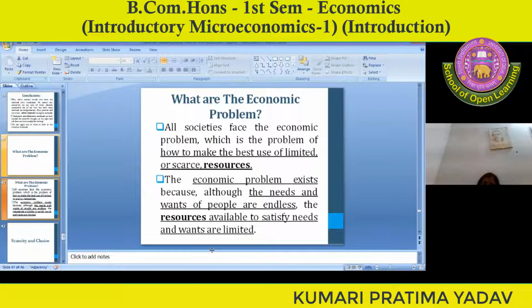So resources are limited. Like we have limited fertile land. If you take the land, we have a limited amount, and we can grow fruits or vegetables or anything only in a limited way. We don't have unlimited resources. Therefore, it's a problem. Then how to utilize these resources? How to distribute these resources among the people? The economic problem exists because although the needs and wants of the people are endless, the resources available to satisfy their needs and wants are limited.